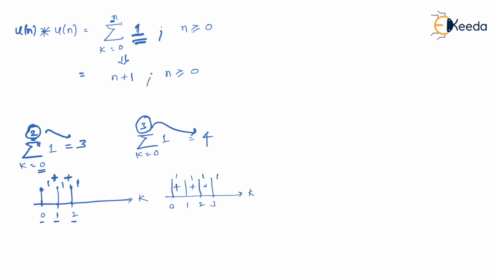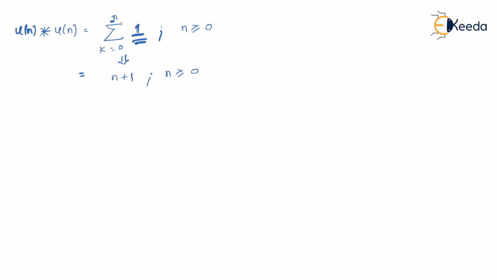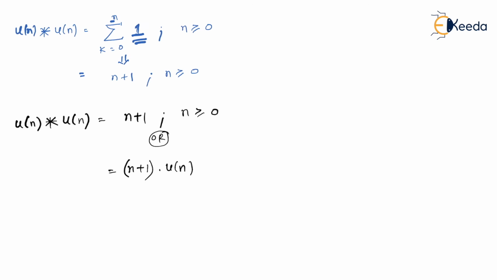Because how many ones are there? You just ask it yourself. After 0, there are n number of ones, and at 0 also there is one more 1, and therefore it is n plus 1 as final result. So let me write the final conclusion, that is u of n whenever gets convolved with u of n, answer is n plus 1, where I assume that n is greater than or equal to 0. Or in one word I can rewrite this as n plus 1 dot u of n.